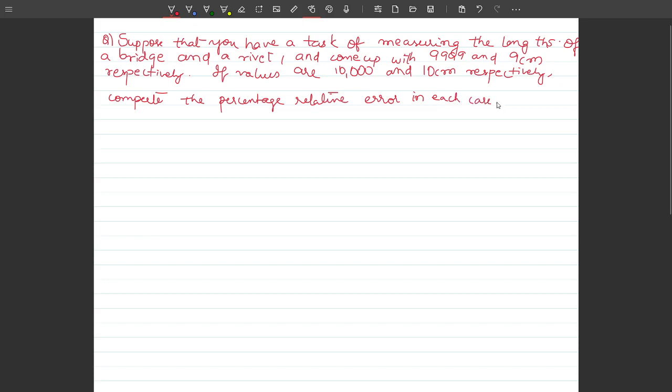You have a task of measuring the lengths of a bridge and a rivet. You have come up with the measurements as 9,999 centimeter, which is the length of the bridge, and 9 centimeter, the length of the rivet, and the actual values are 10,000 and 10 centimeter. Now you calculate the percentage error. So let us see the solution.